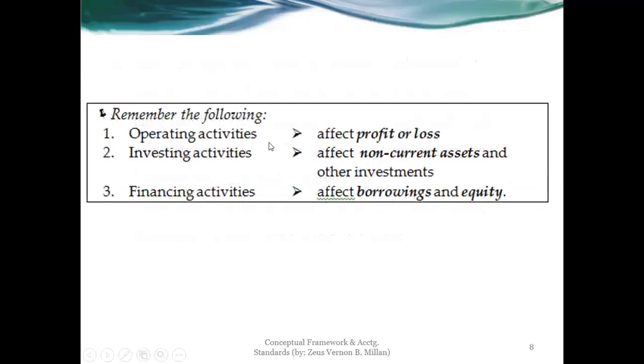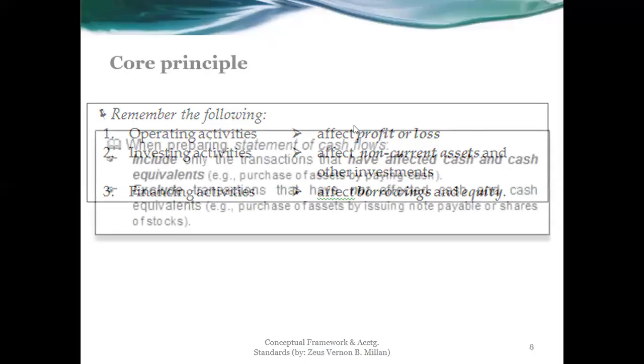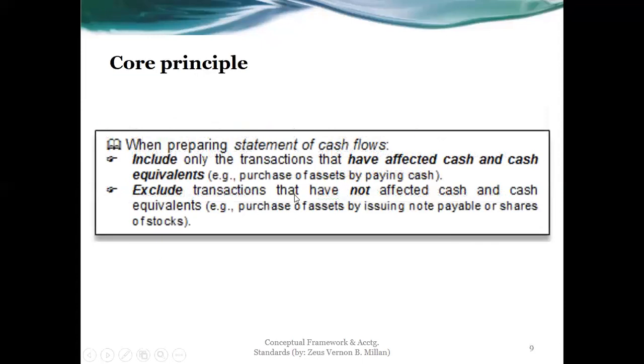Okay. So we have to remember the following items, but again, as I said a while ago, operating activities have to affect the current assets and current liabilities and would affect the profit or loss, income or expenses. Then for investing, the non-current assets and other investments. For financing, that would have an impact on the borrowings and equity. After that, we have the core principle to take note of: when preparing the statement of cash flows, we include only the transactions that have affected cash and cash equivalents.